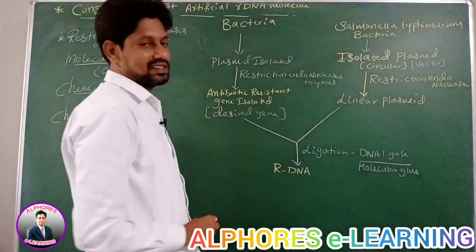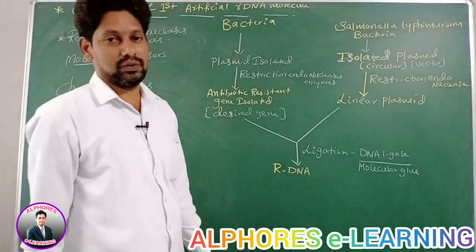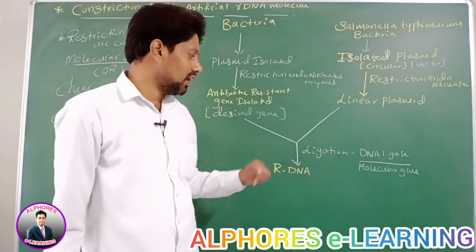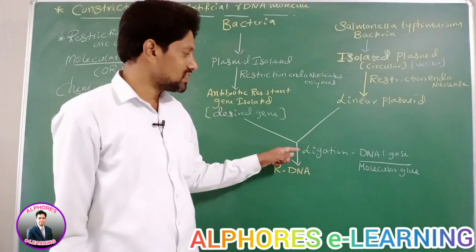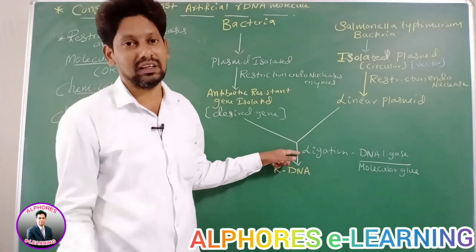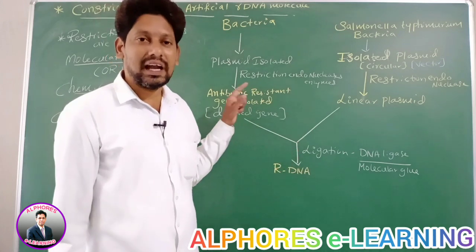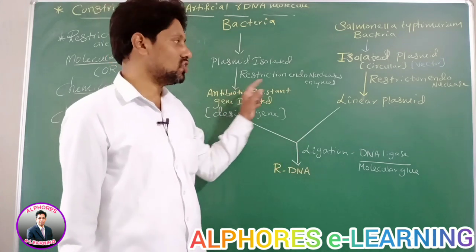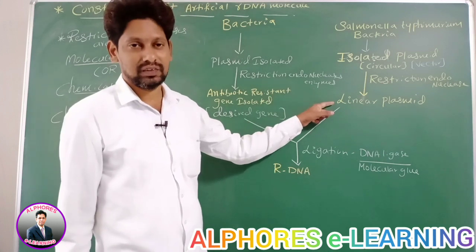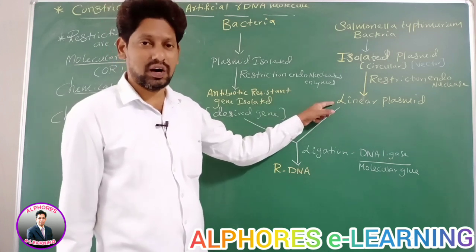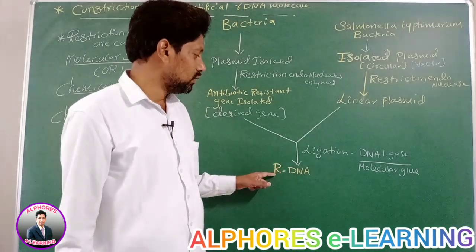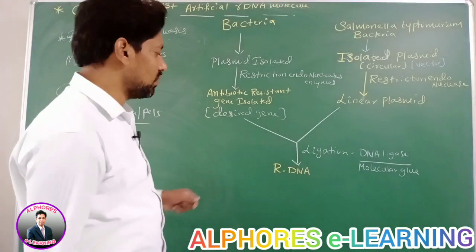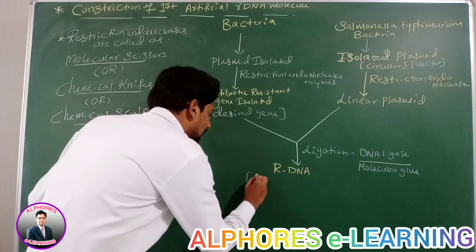Who is the molecular scissor? Restriction endonuclease. Who is called molecular glue? DNA ligase. What is the meaning of ligation? Joining. What is joined with what? The antibiotic resistant gene is joined with the linear plasmid. Then what did we get? rDNA. What is the full form of rDNA? Recombinant DNA.